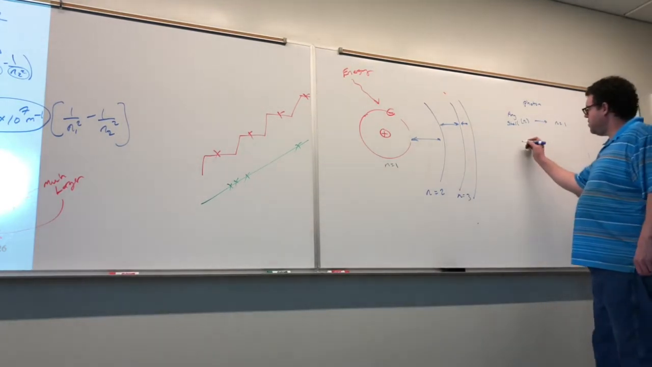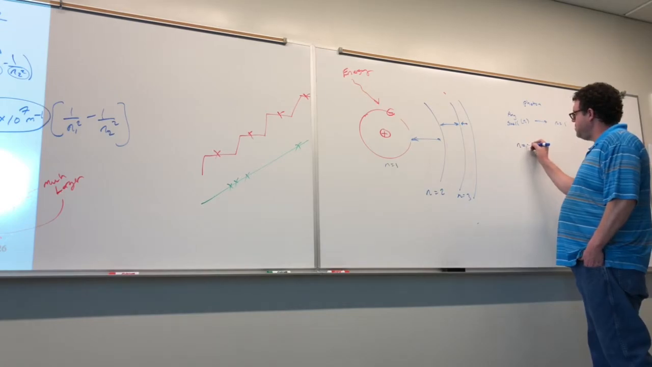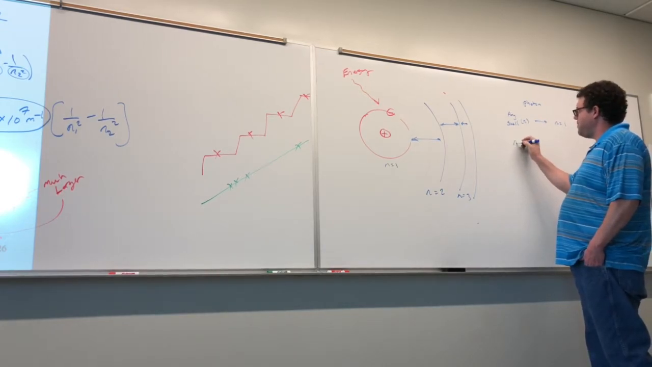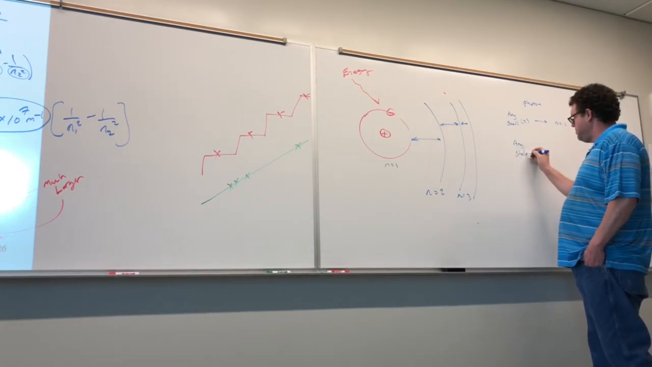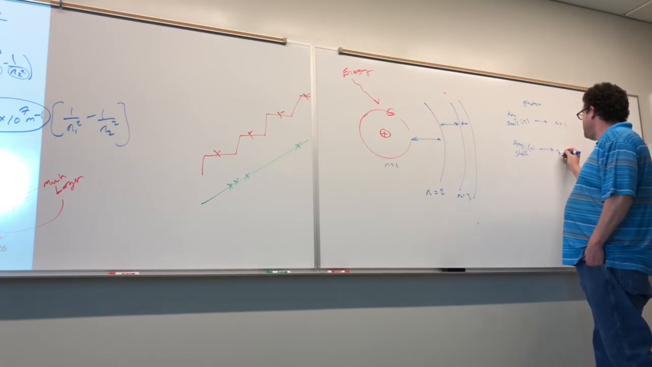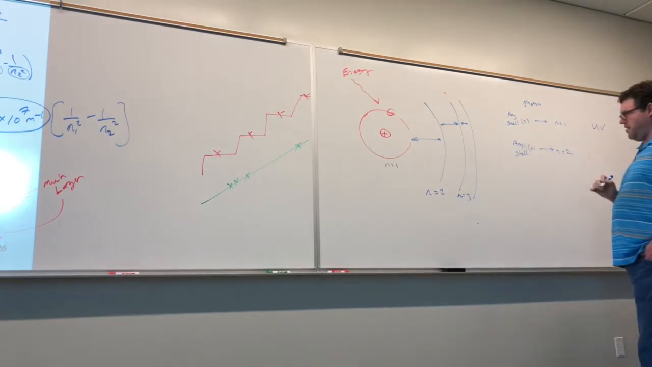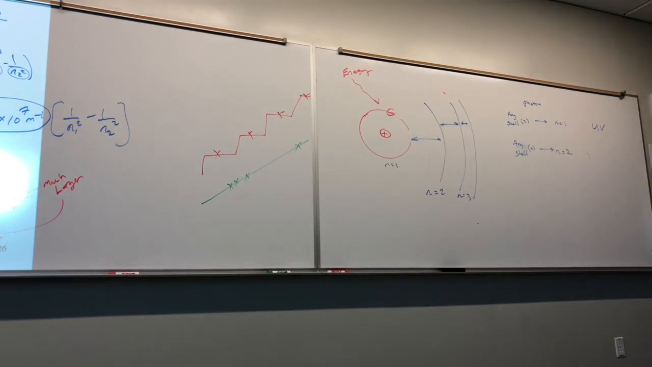Now, it turns out that if n is equal to any other value, any shell, and you go to the second energy level, so that means 3 to 2, 4 to 2, 5 to 2, 6 to 2, all of those, that's colored light. That's light you would actually see.